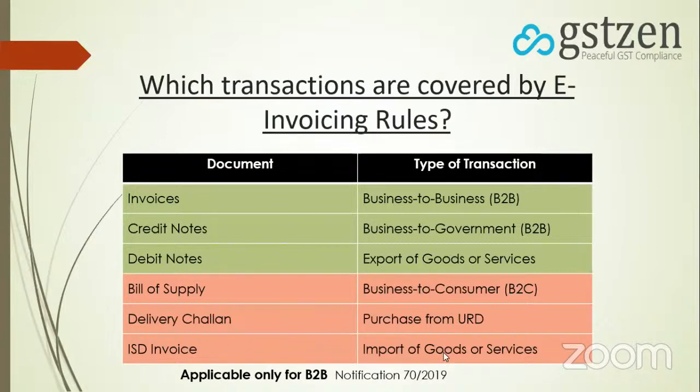Similarly, you will not be generating e-invoice when you are selling to a customer or purchasing from an unregistered dealer, as well as for import of goods and services. So in these cases, e-invoicing is not applicable. To reiterate, e-invoicing is only applicable when you sell to businesses, government, or in case of export of goods and services. It is applicable for invoices, credit notes, and debit notes only.